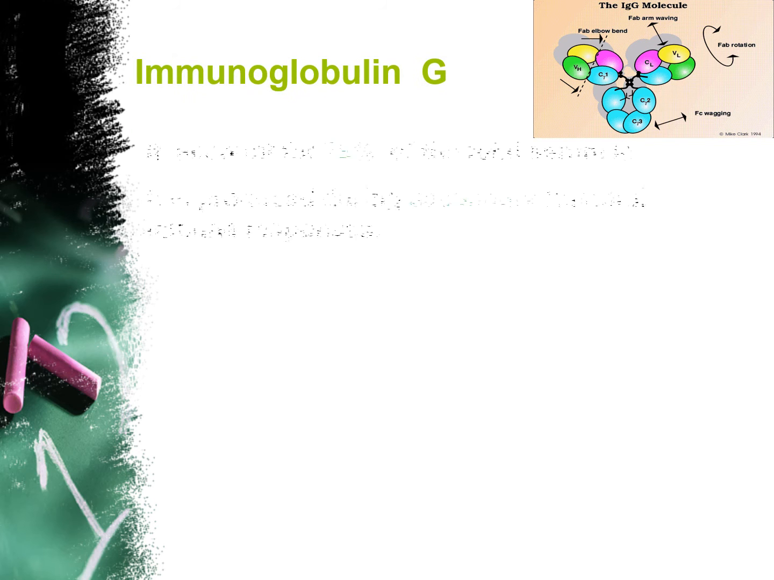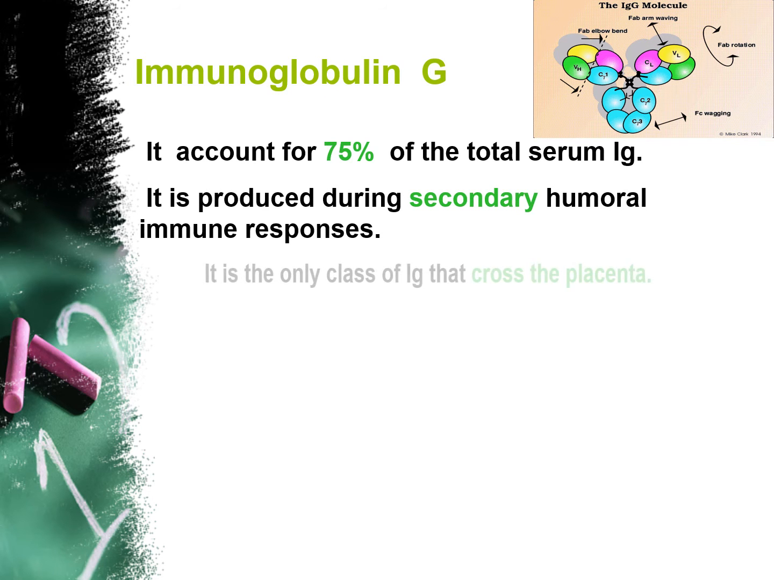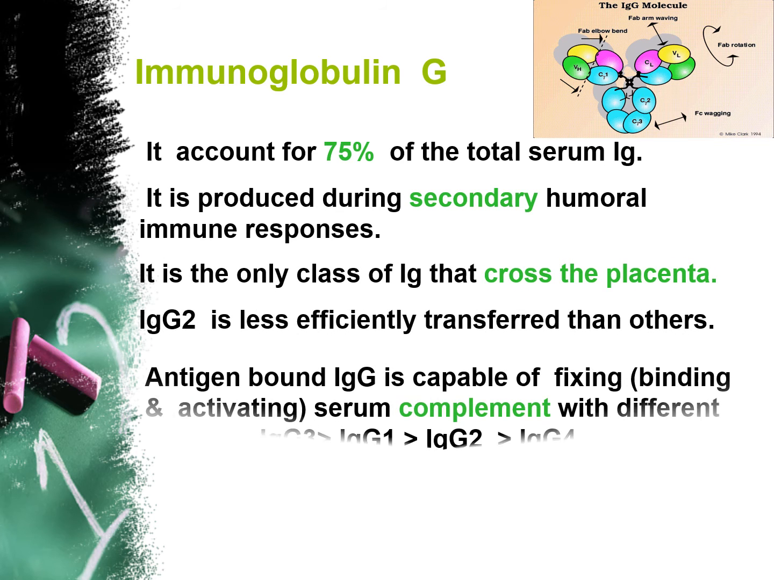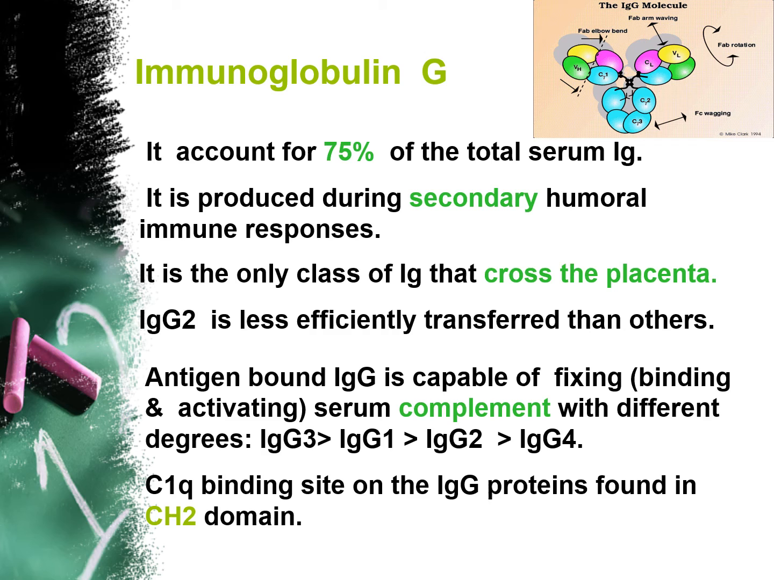Now we are going to talk about different types of immunoglobulins. The first type, immunoglobulin G, accounts for about 75% of total serum immunoglobulin. It is produced during secondary humoral immune responses. It is the only class of immunoglobulin that crosses the placenta. Immunoglobulin G2 is less efficiently transferred than the others.